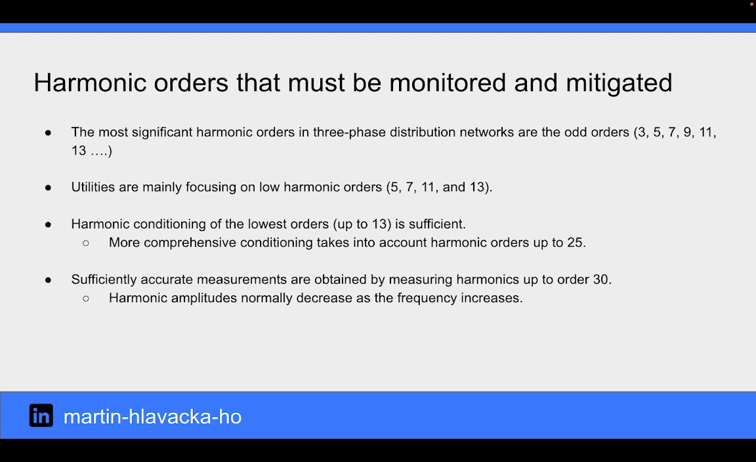The most significant harmonic orders in three-phase distribution networks are the odd orders. Utilities focus primarily on the lower harmonic orders up to 13. In general, harmonic conditioning of orders up to 13 is sufficient. More comprehensive conditioning takes into account harmonic orders up to 25. Sufficiently accurate measurements are obtained by measuring harmonics up to the 30th order.